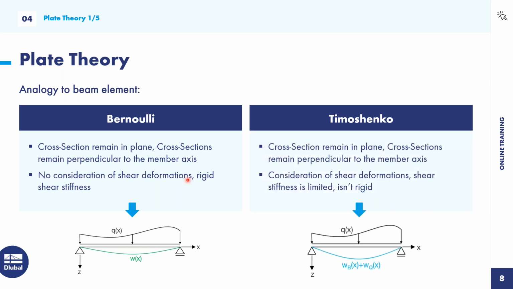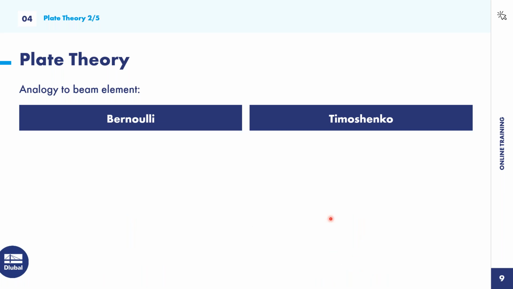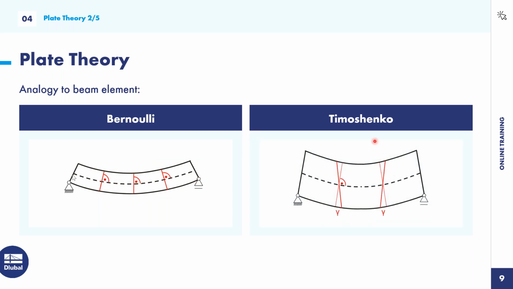But there's also the Timoshenko beam. The Timoshenko beam has the same things as the Bernoulli beam, so the cross section remains in plane and so on. But you consider shear deformation, and the shear stiffness is limited, so it isn't rigid anymore. So we get an additional shear deformation. You will see it here, okay? This w_Q and also the moment deformation. Here we see it remains in plane, perpendicular to the member axis. And at the Timoshenko beam, we get an additional angle, a gamma angle, so additional deformation.